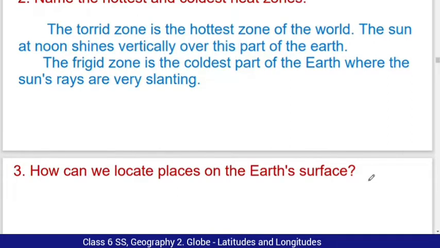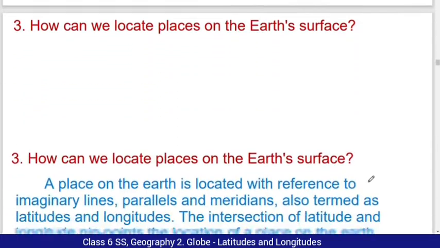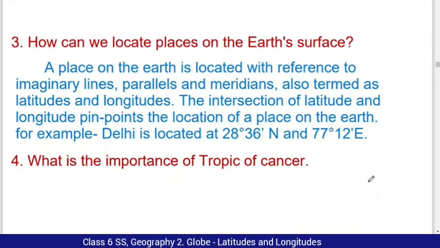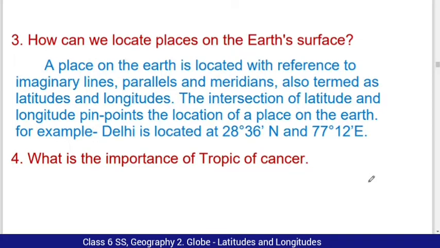Third question, how can we locate places on earth's surface? Answer, a place on the earth is located with reference to imaginary lines, parallels and meridians, also termed as latitudes and longitudes. The intersection of latitude and longitude pinpoints the location of a place on the earth. For example, Delhi is located at 28 degree 30 minutes north and 77 degree 12 minutes east.